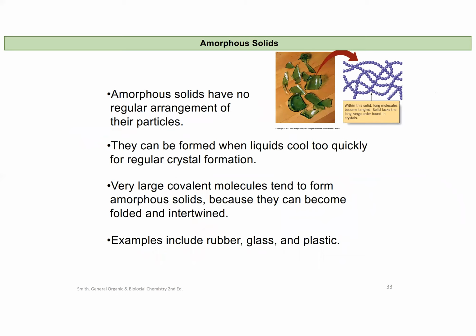Now, while those compose crystalline solids, we also have amorphous solids. These don't have a regular arrangement of the particles. They can be formed when things cool very quickly to form a solid. And so they don't have a regular crystalline formation. Instead, they kind of look messy. The molecules intertwine with each other. They don't form a very regular pattern. Large covalent molecules will usually be amorphous solids because they'll get intertwined. A few examples of this are rubber or plastic or even glasses like this.